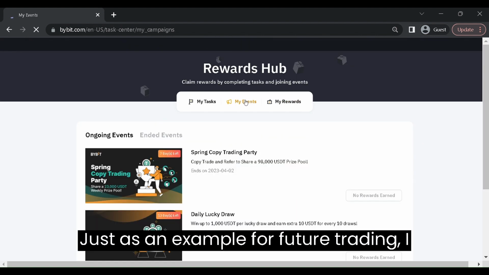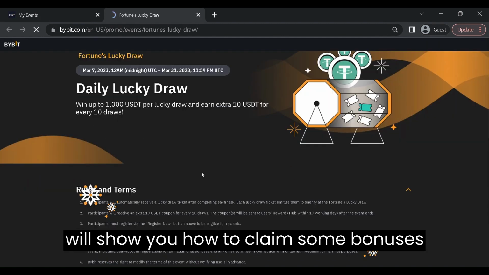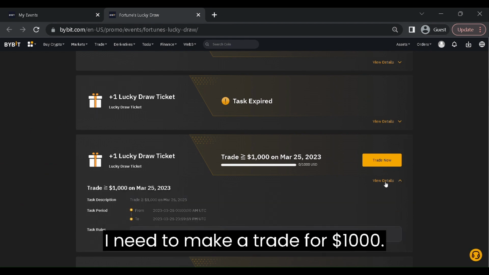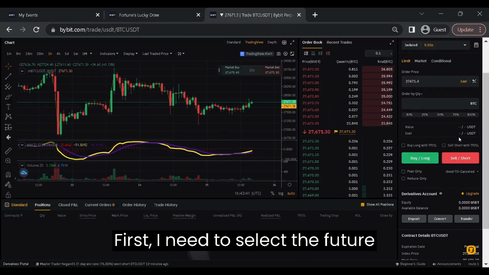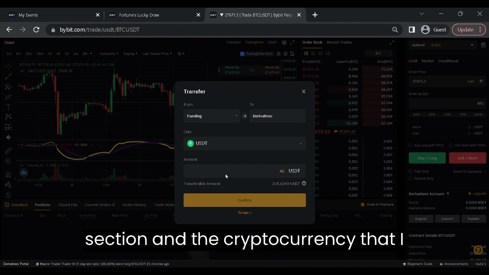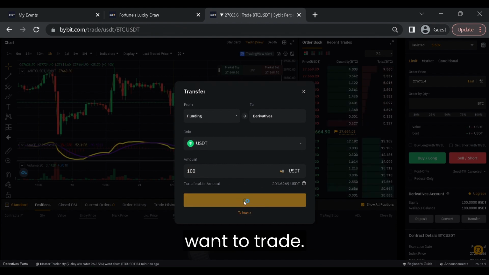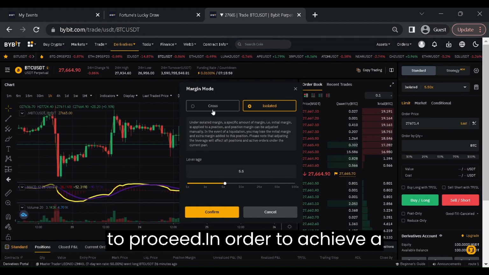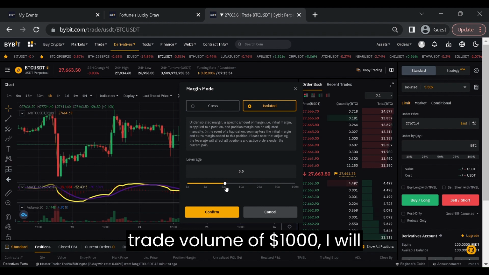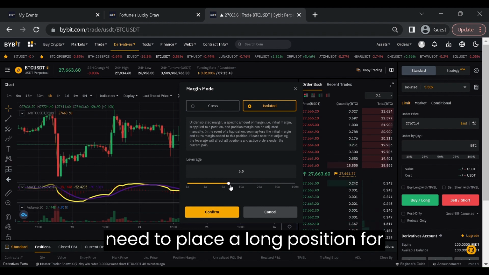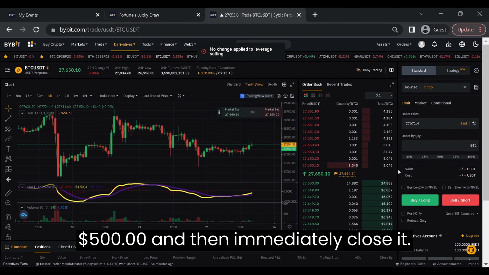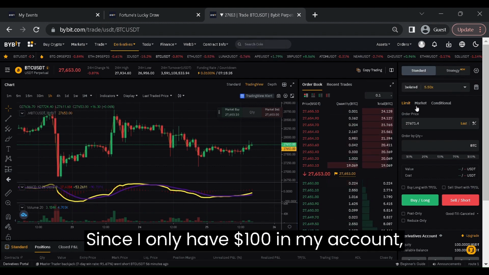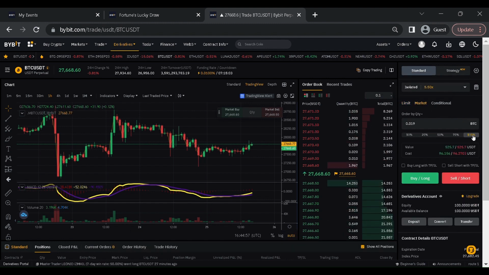Just as an example for futures trading, I will show you how to claim some bonuses that require trading volume. I need to make a trade for $1,000. First, I need to select the futures section and the cryptocurrency that I want to trade. Then, I transfer some funds to my account to proceed. In order to achieve a trade volume of $1,000, I will need to place a long position for $500 and then immediately close it. Since I only have $100 in my account, I will need to use leverage.